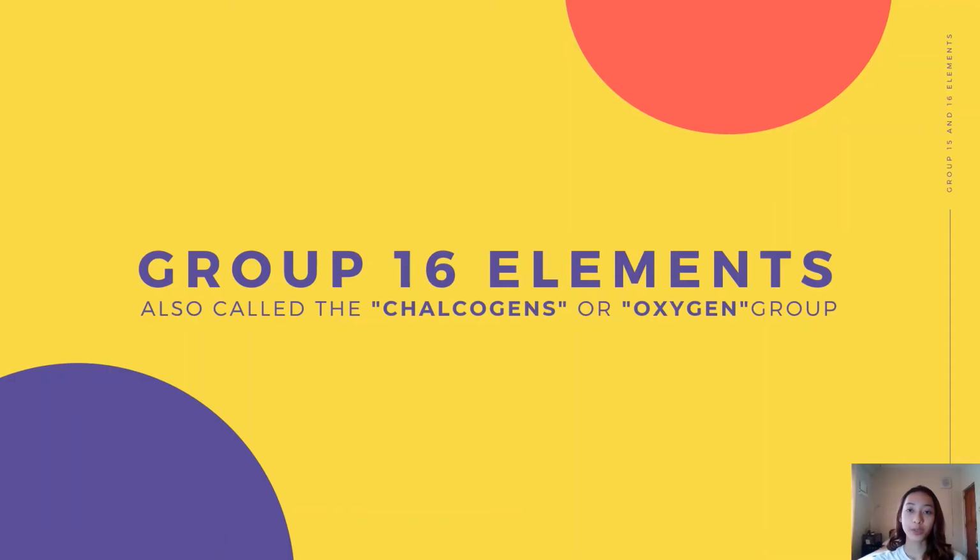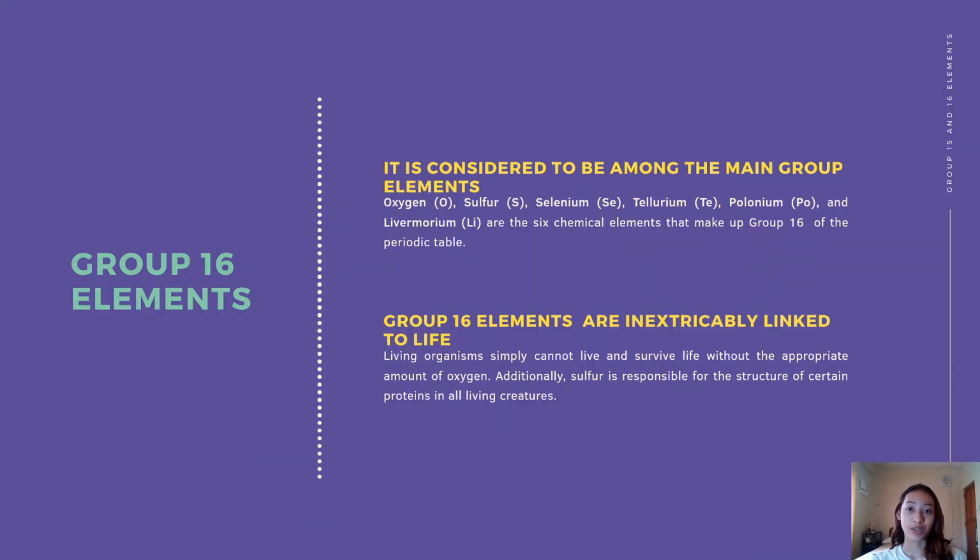So now we have the group 16 elements, which is also called the chalcogens or oxygen group. Group 16 elements are considered to be part of the main group elements. It consists of the elements found in group 16 of the periodic table, which are oxygen, sulfur, selenium, tellurium, polonium, and livermorium. These elements are closely related to life.